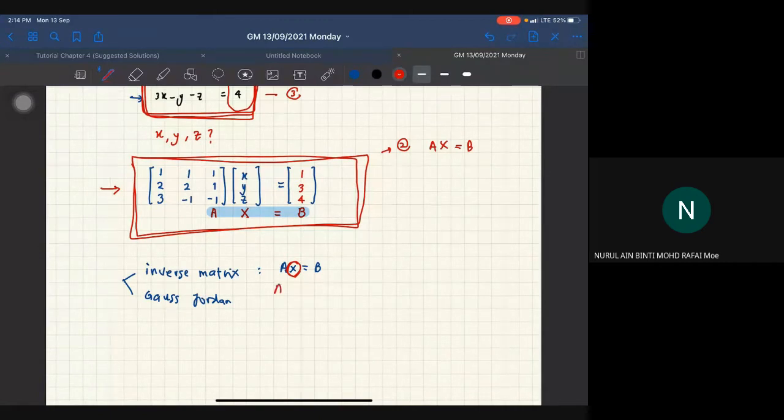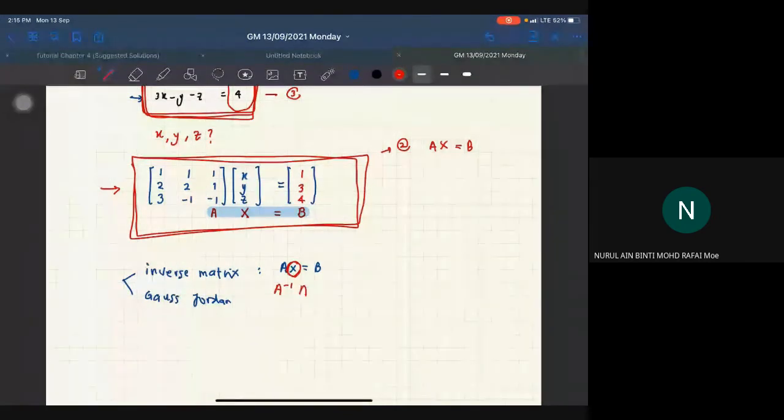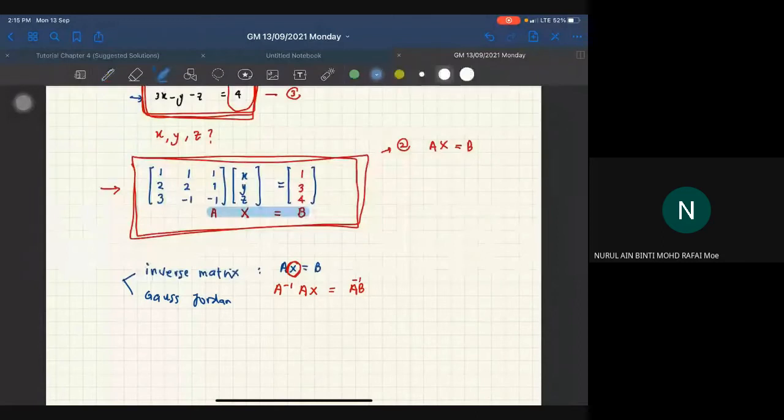So kalau dekat yang AX ni awak letak dia dekat depan A, meaning that yang dekat B belakang ni pun awak kena letak dia dekat depan juga. Okay, so notice that kedudukan untuk this one dia dekat depan, this one pun dekat depan juga. So kalau letak kat belakang, yang belakang tu pun ikut dekat belakang.